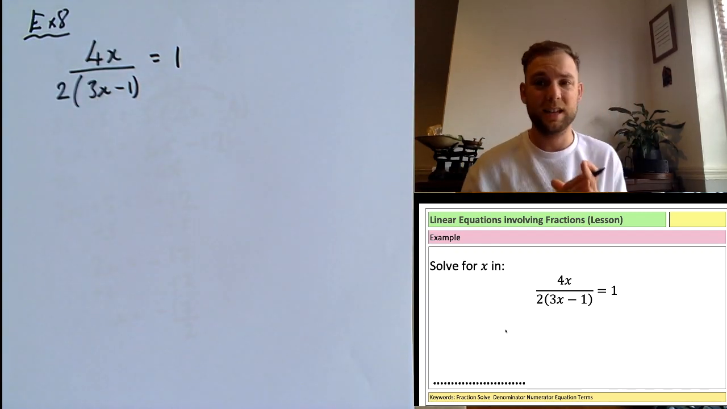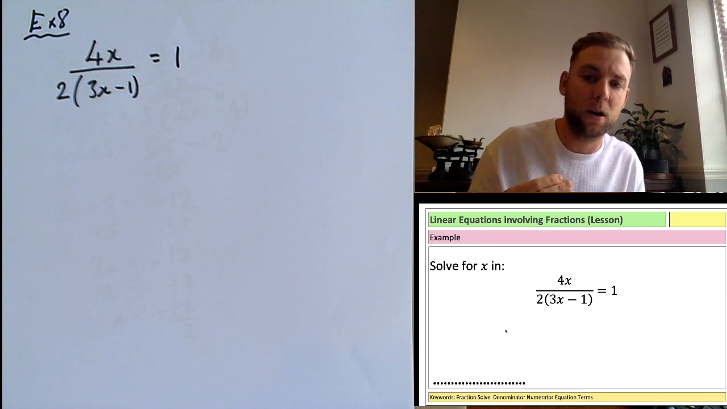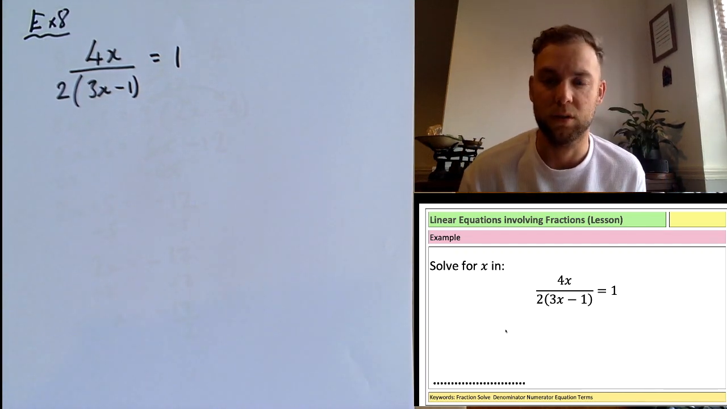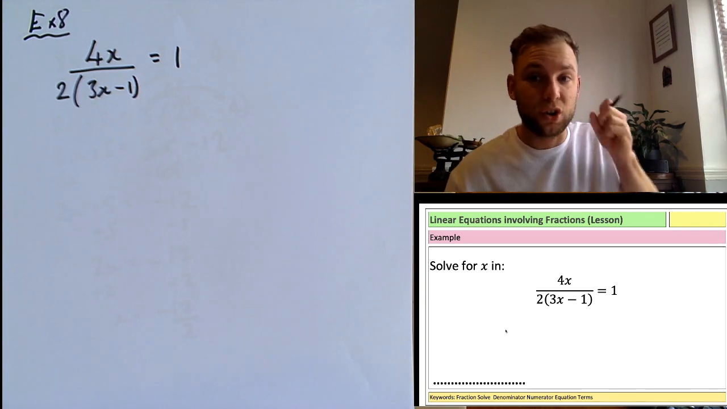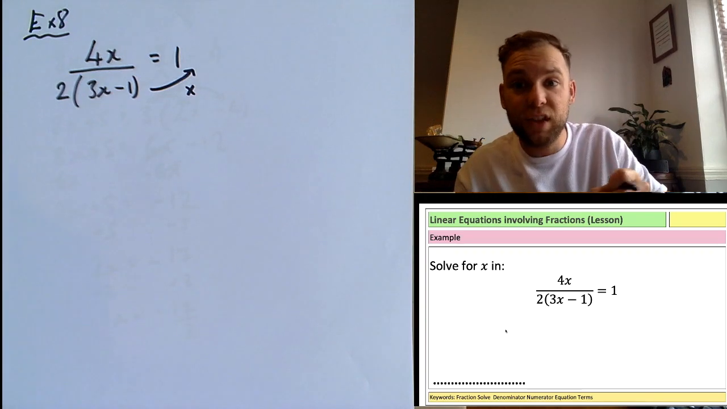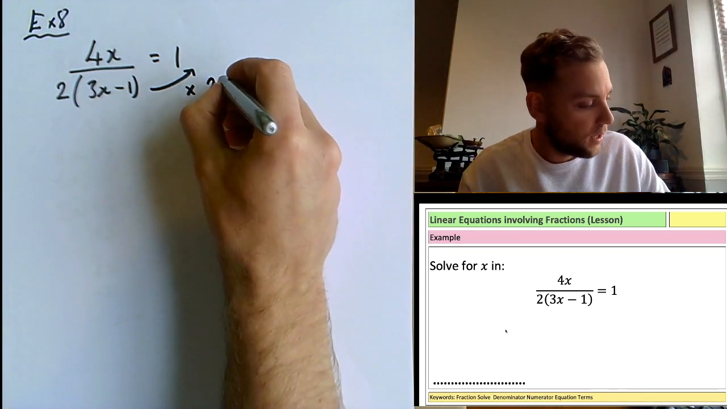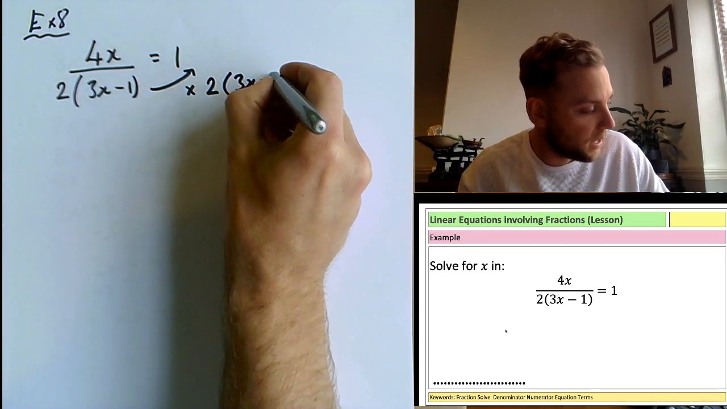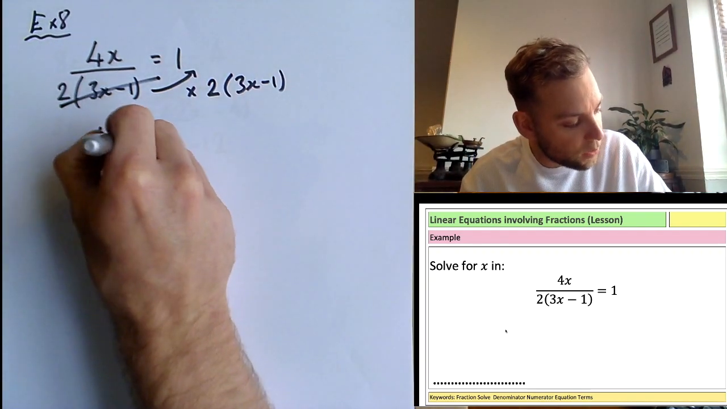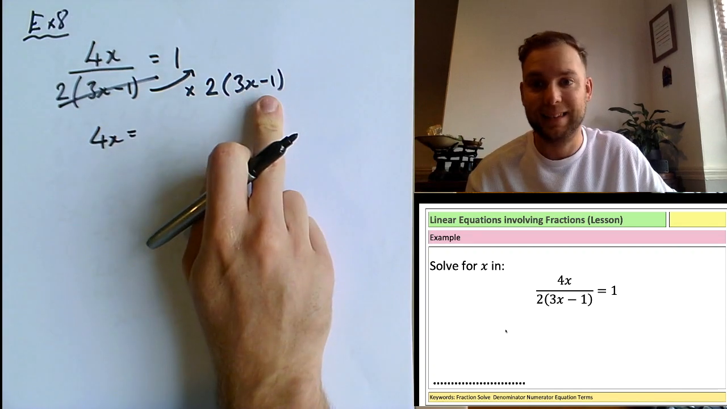Now you might look at this and think it's horrible, I've got x on the top, x on the bottom, where am I going to put things? But you're just following the steps that we've done. So we get rid of that denominator first by timesing the other side by everything that's on the denominator. So 2 times 3x minus 1. So to get rid of all of that on the bottom there, I'm timesing the right hand side by it.